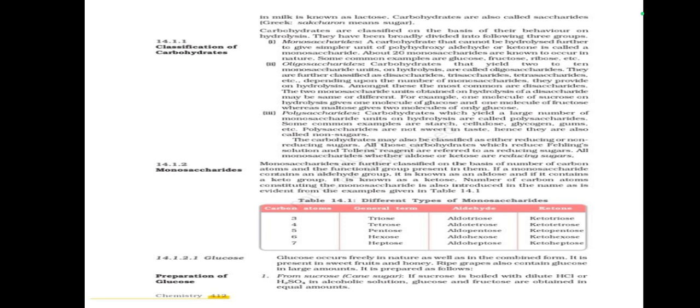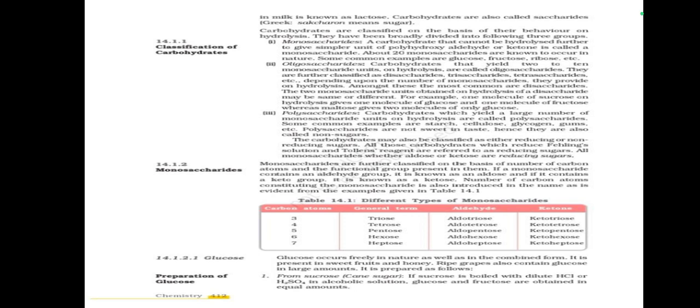Some common examples are glucose, fructose, ribose, etc. Oligosaccharides: carbohydrates that yield 2 to 10 monosaccharide units on hydrolysis are called oligosaccharides. They are further classified as disaccharides, trisaccharides, tetrasaccharides, etc., depending upon the number of monosaccharides they provide on hydrolysis. Amongst these the most common are disaccharides.